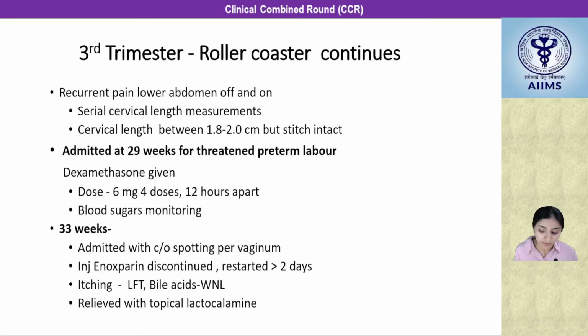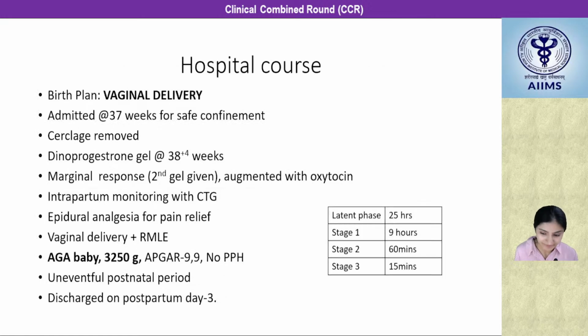At 33 weeks, she was admitted with a complaint of spotting per vagina. Enoxaparin was discontinued and it was restarted after 2 days. She had a complaint of itching over the whole body, for which LFTs and bile acids were done, which were within normal limits, and it was relieved on topical lactocalamine. The patient was planned for vaginal delivery. She was admitted at 37 weeks for safe confinement.